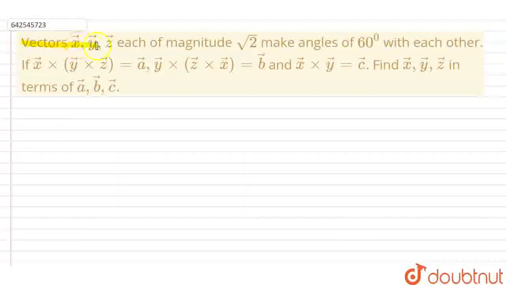Today's question is: vectors x, y and z, each of magnitude root 2, make angles of 60 degrees with each other. If x vector cross (y vector cross z vector) is equal to a vector, (y vector cross z vector) cross x vector is equal to b vector, and x cross y is equal to c vector, then find x, y, z vectors in terms of a, b, c vectors.